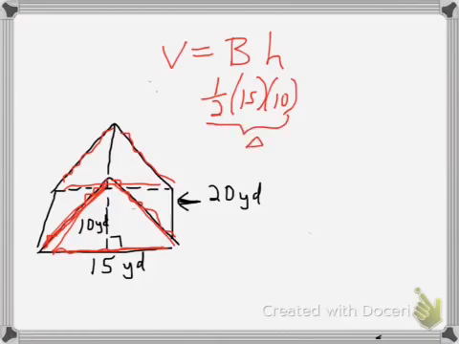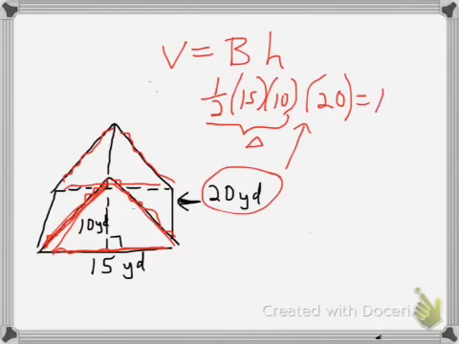Alright, then the height of the prism is, once again, the number that is between the two triangles, the 20. So now 15 times 10 times 20 and divide by 2. 1,500, I hope. And it's yards cubed. Okay. Find the area of your triangle, times it by the height of the prism.